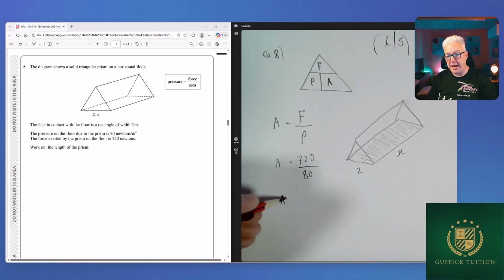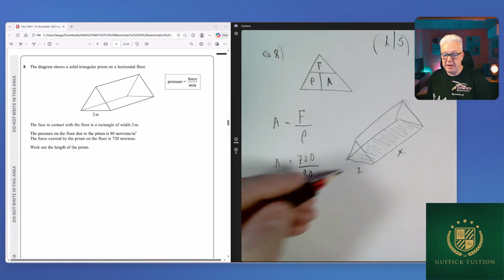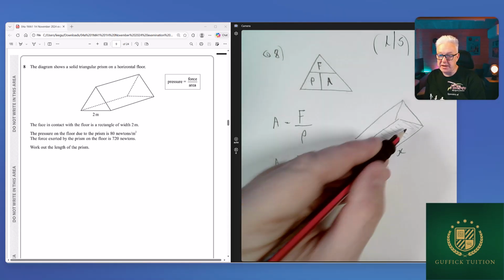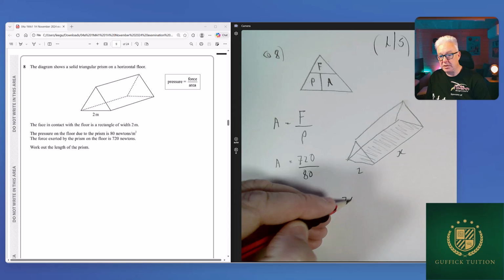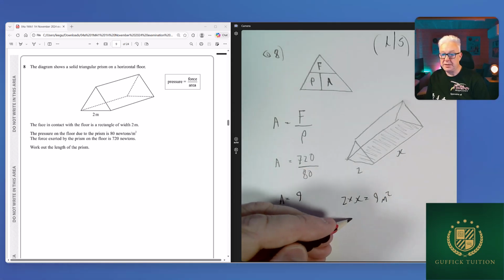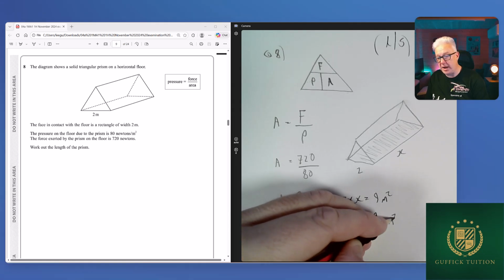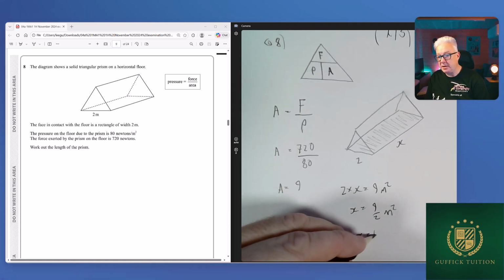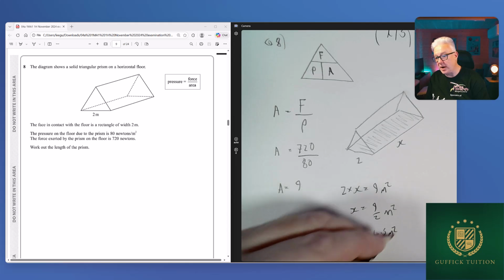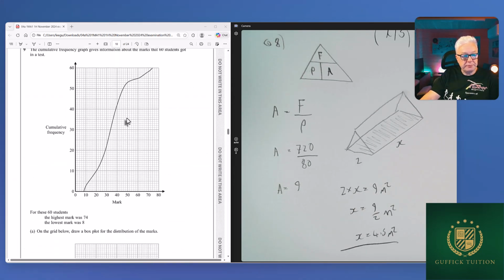So I have the area of that is equal to 9. So that means that the area of this rectangle is 9. So that means that 2 times x equals 9 metres squared. So therefore x must equal 9 divided by 2. So x is 4.5 metres there. Okay, I hope that makes sense for question 8.